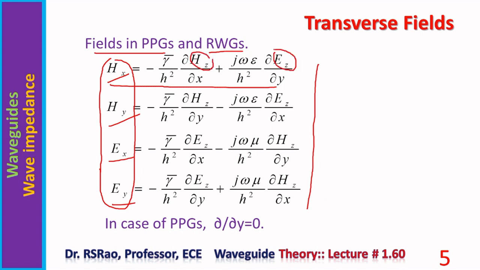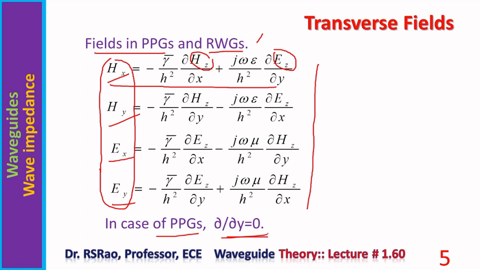Hz and Ez are longitudinal components. In case of parallel plate guides, these same expressions are able to give Ex, Ey, Hx, Hy transverse components if you replace dou by dou y with 0. So the general expressions are valid for rectangular waveguides. The same expressions become valid for the parallel plate guide system also. Of course, you have to replace dou by dou y with 0.